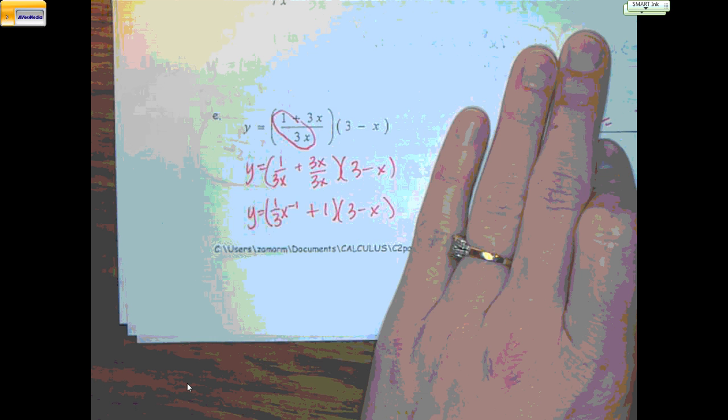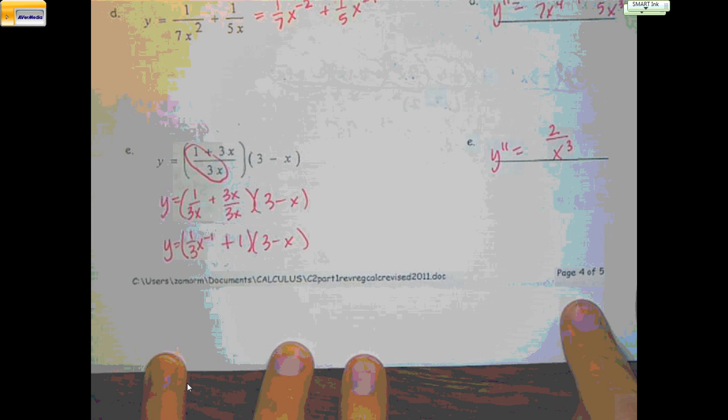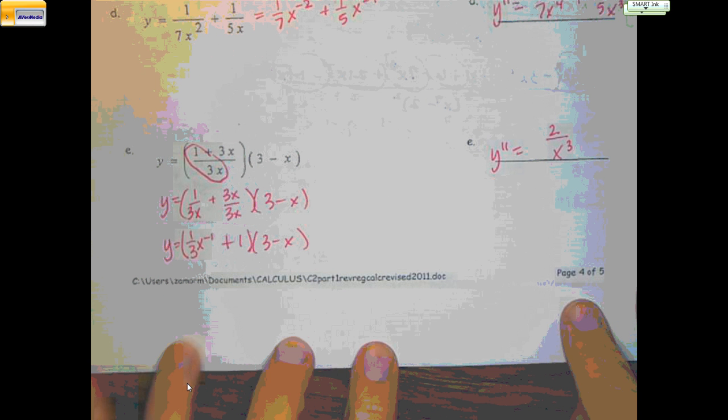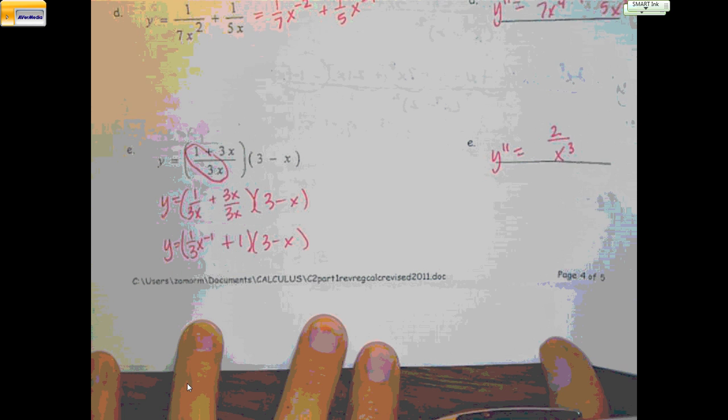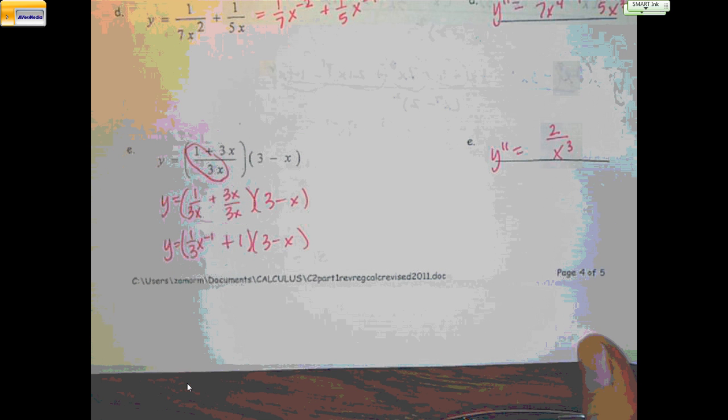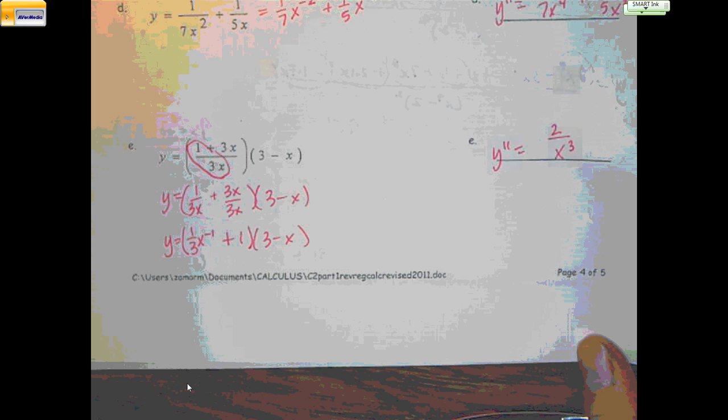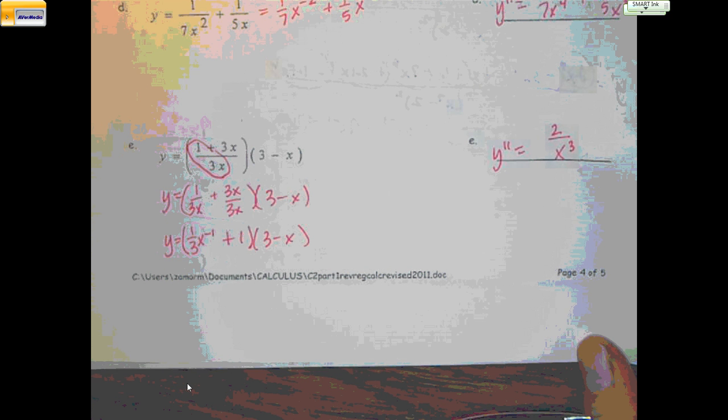You guys ready for the answer on that one? It's 2/x cubed. Are there any questions so far? The last three go fast.